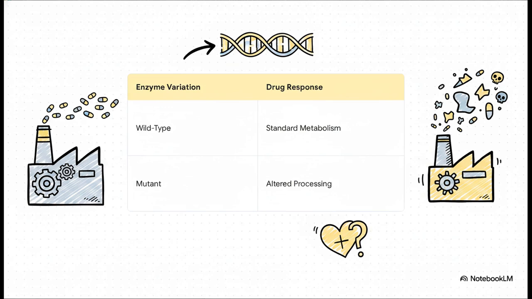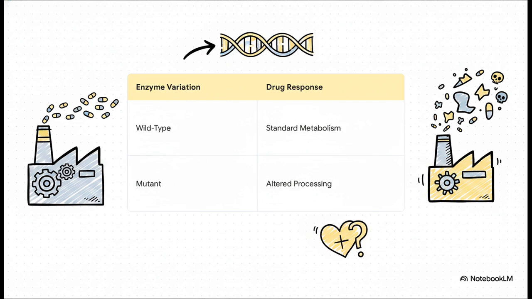Look at it this way. If a patient has the wild-type CYP450, their factory default is perfectly intact. Their body will exhibit standard drug processing and baseline metabolism, meaning a standard dose of medicine from the pharmacy will work exactly as intended. However, if a patient carries a mutant CYP450 allele, the instructions for their internal chemical processing plant are changed. This leads to altered drug processing.